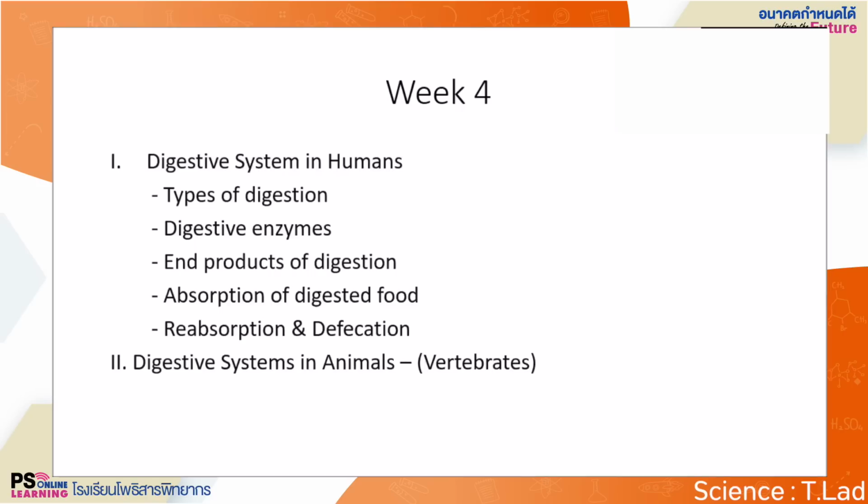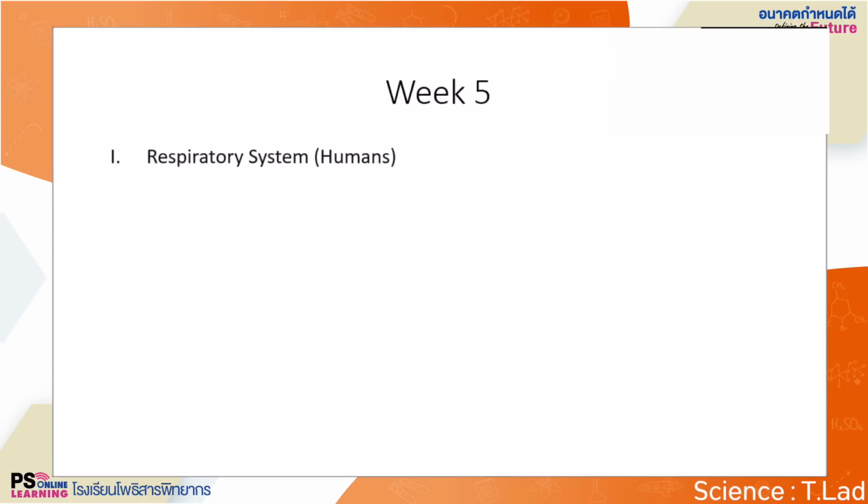And then we will compare the digestive system of different vertebrates, such as mammals. So for mammals, we will discuss the digestive system of cows. And then fish, and then amphibians. So for amphibians, we will use frogs. Then reptiles, and for reptiles, we will use crocodiles' digestive system. And for birds, we will use that of the chicken's digestive system.